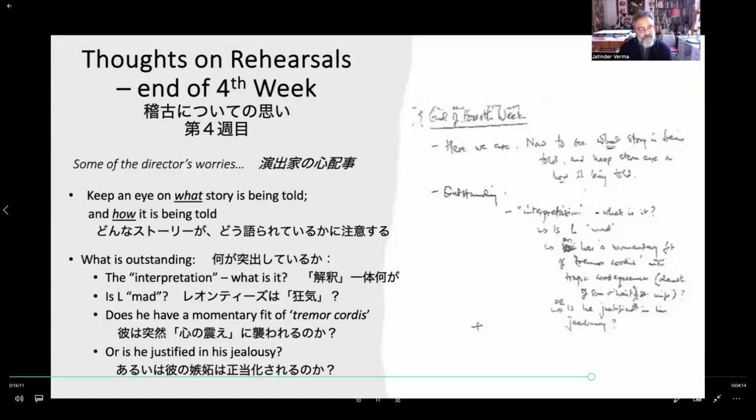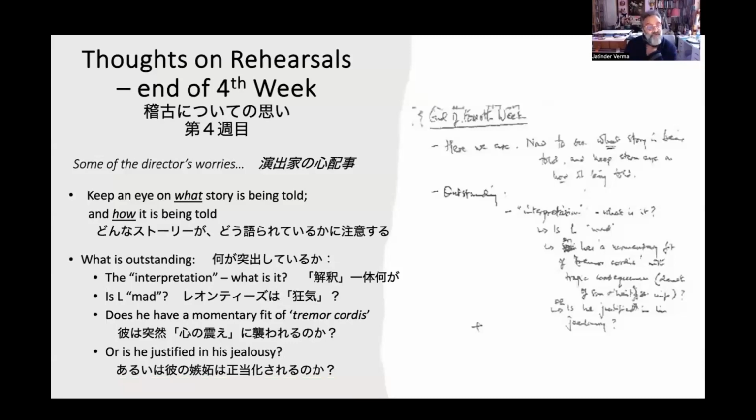The next stage, next slide. So this is my thoughts at the end of the 4th week. Now it's the tearing the hair out moment. You know, you've spent 4 weeks and suddenly you can't see what is the play. And so here are some of my worries at the end of the 4th week. At the end of every week, I used to write down where we are at this stage.